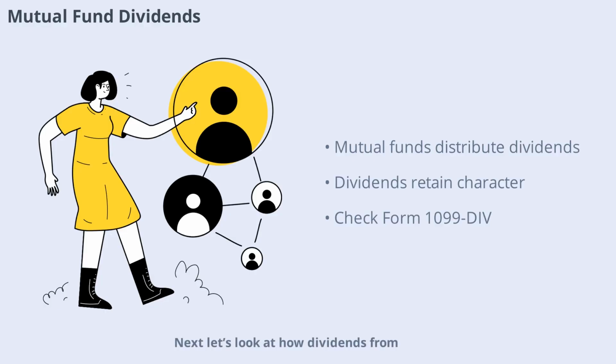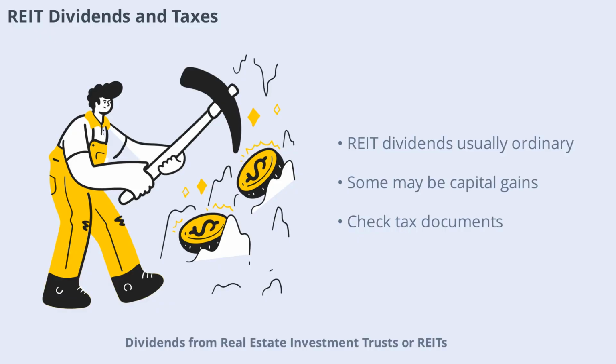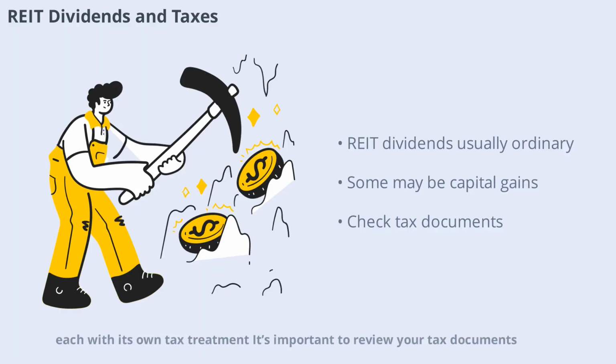Next, let's look at how dividends from real estate investment trusts (REITs) are taxed. Dividends from real estate investment trusts, or REITs, are generally taxed differently from regular corporate dividends. Most REIT dividends are considered ordinary income and do not qualify for the lower tax rates on qualified dividends. However, a portion may be classified as capital gains or return of capital, each with its own tax treatment. It's important to review your tax documents to see how your REIT dividends are categorized.